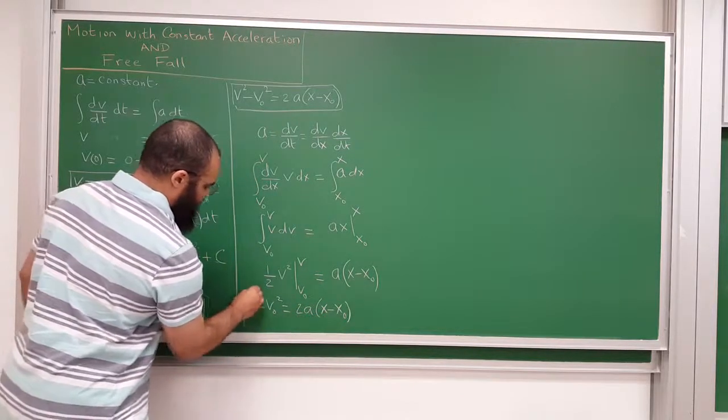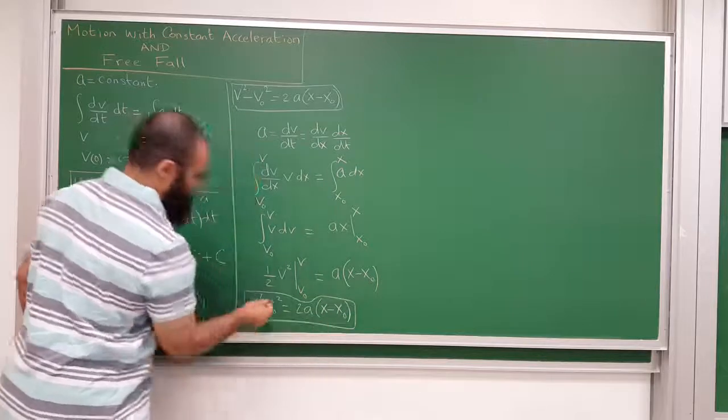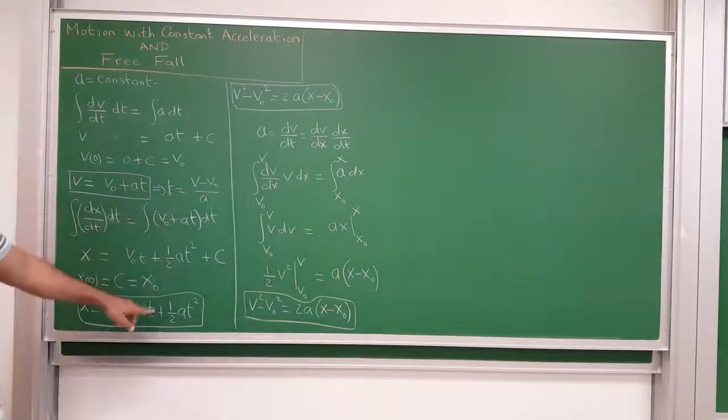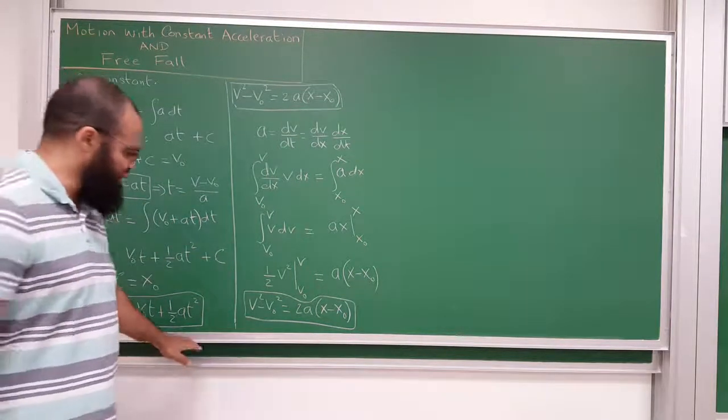This is unnecessary, because you could get it here by simply, again, eliminating t from this equation by substituting this. Anyways, we have to remember these equations, okay?